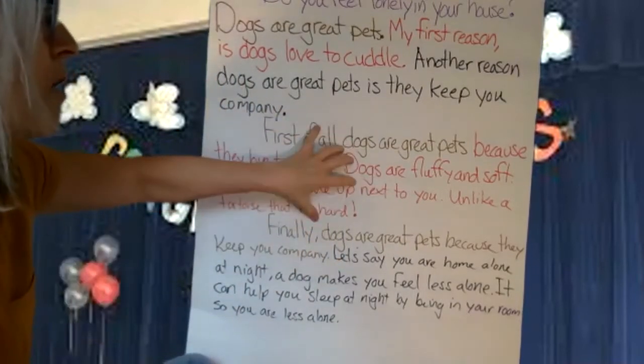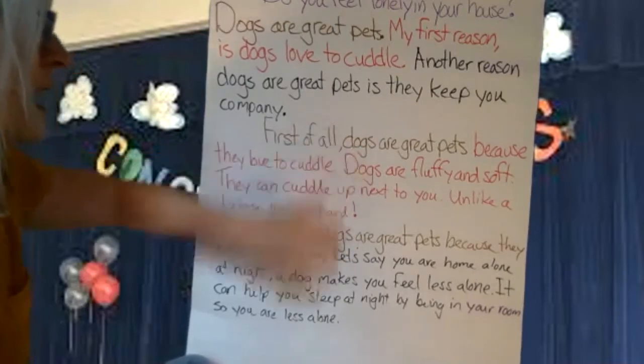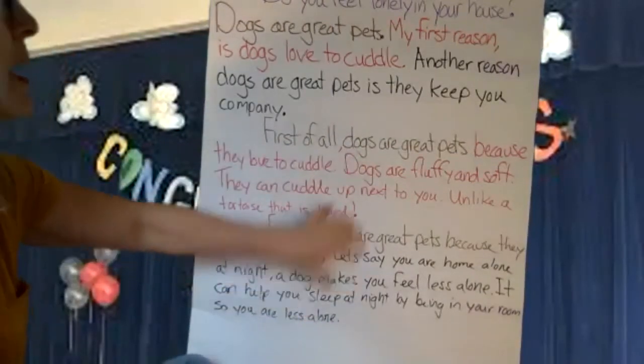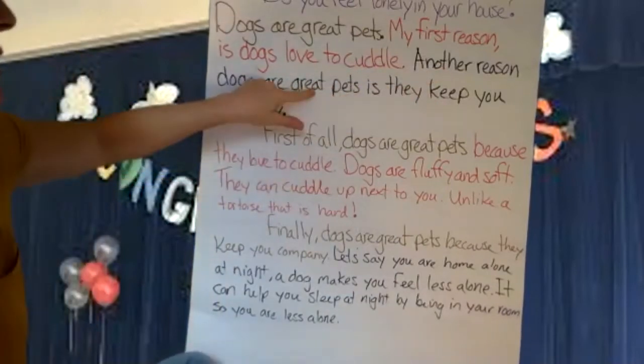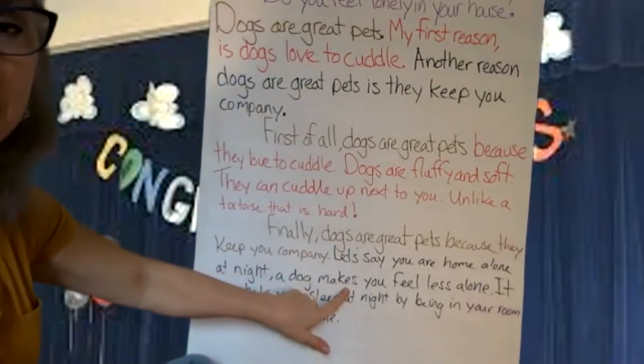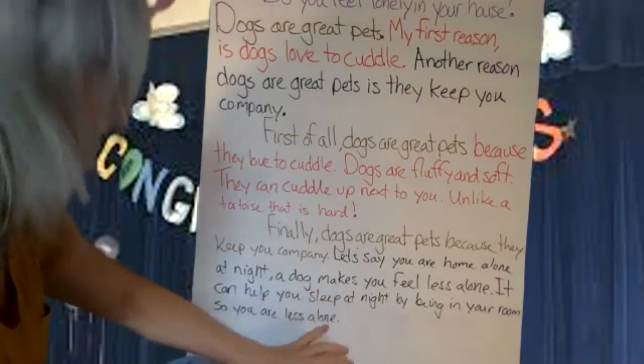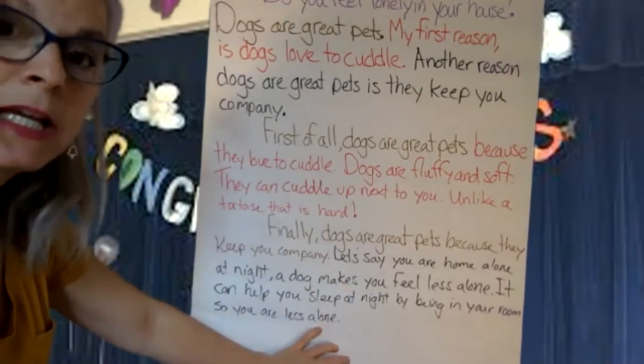And it's all about them being soft and fluffy. Then I have my second body paragraph that is my second reason. And it's all about dogs keeping me company and that making them great pets. The last thing I have in my essay is my conclusion.